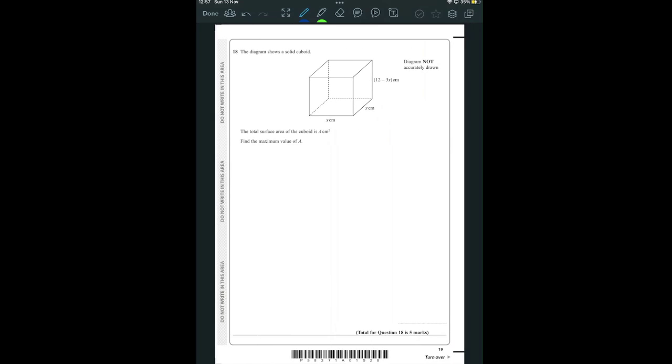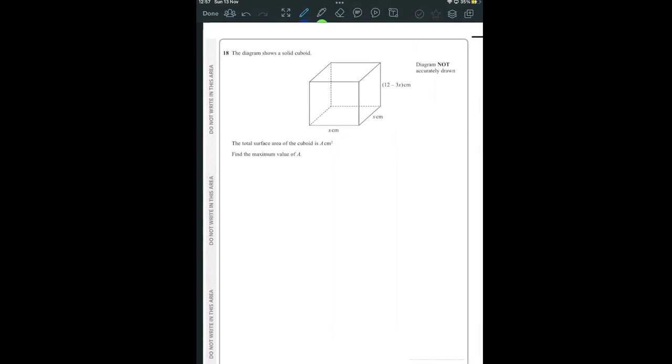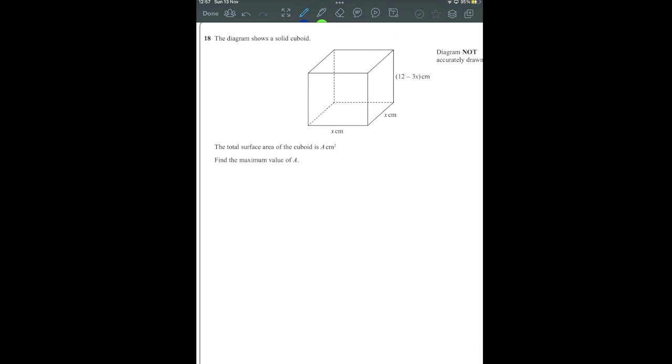Question 18. Again, this is a question which, at the time of recording this, we haven't done this topic. Maximum value implies that we're going to be using some calculus, some differentiation. Now, even if we don't know that topic yet, we can still get half the marks for finding the formula for the surface area. So surface area of a cuboid, well, we have our front and back being the same, the left and right, top and bottom being the same.